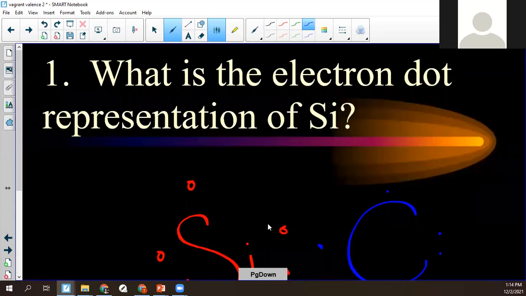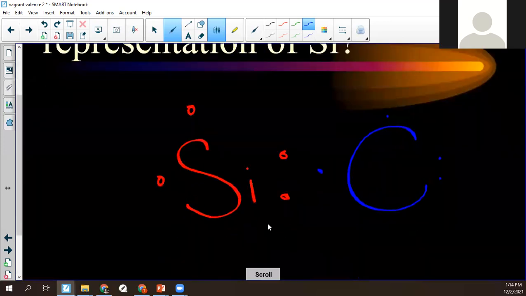Okay, let's get into this. All right, let's just hurry. Si has 4 dots and let's just move on. These are questions at the bottom.